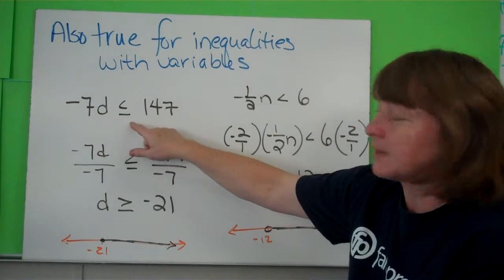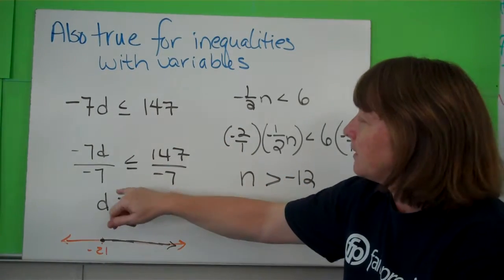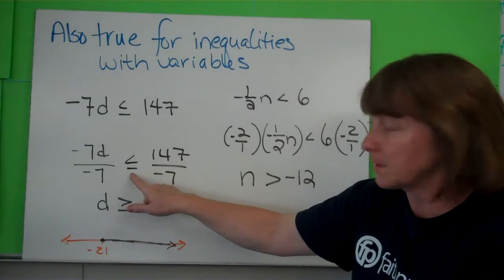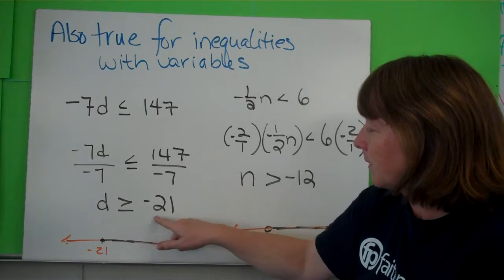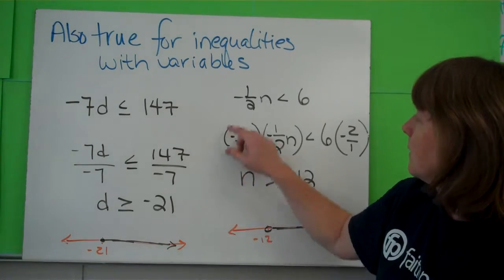We have -7d is less than or equal to 147. We divide each side by -7. We have d, we have to flip this sign and say it is greater than or equal to -21, and this is what it looks like graphed.